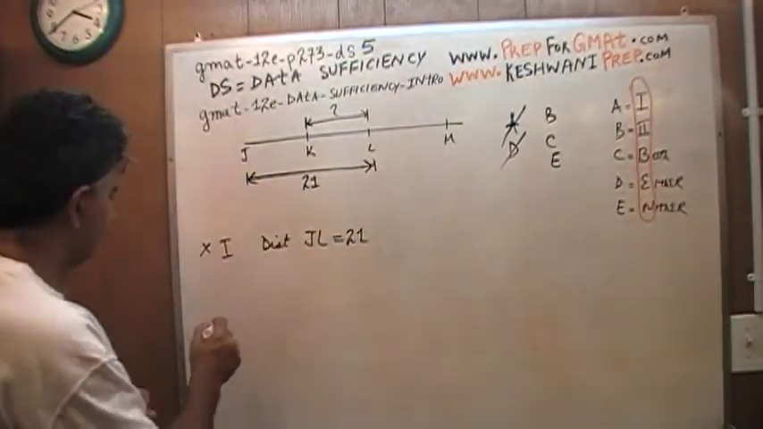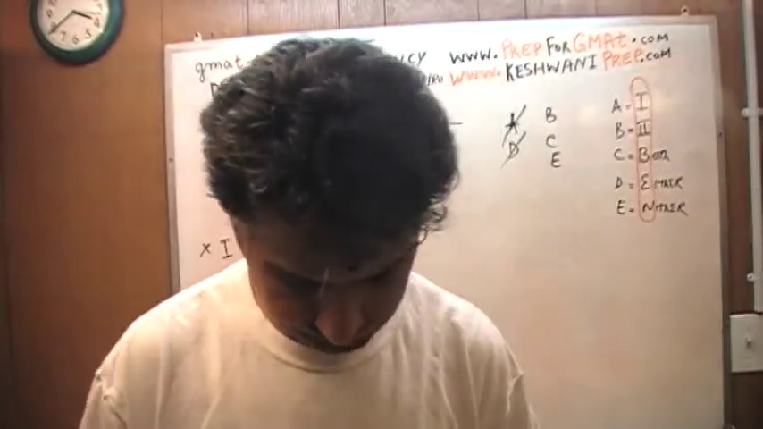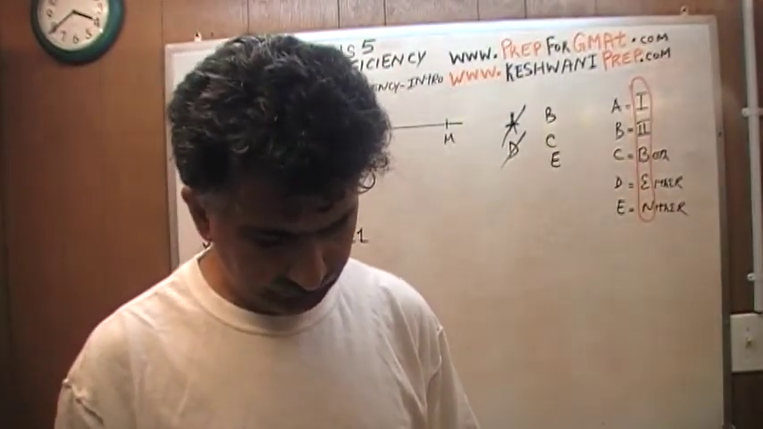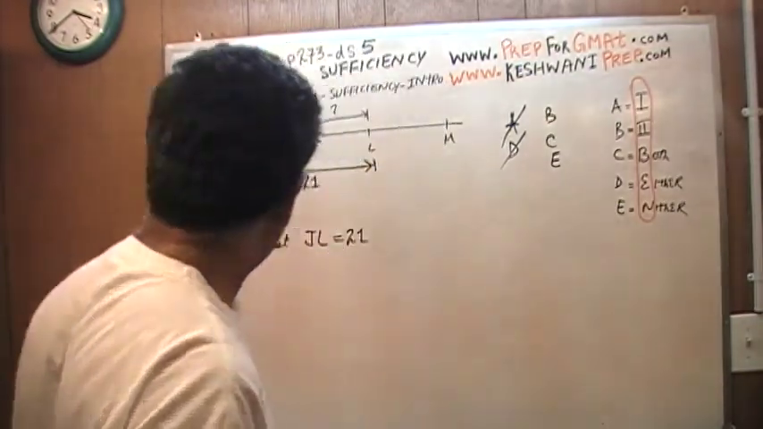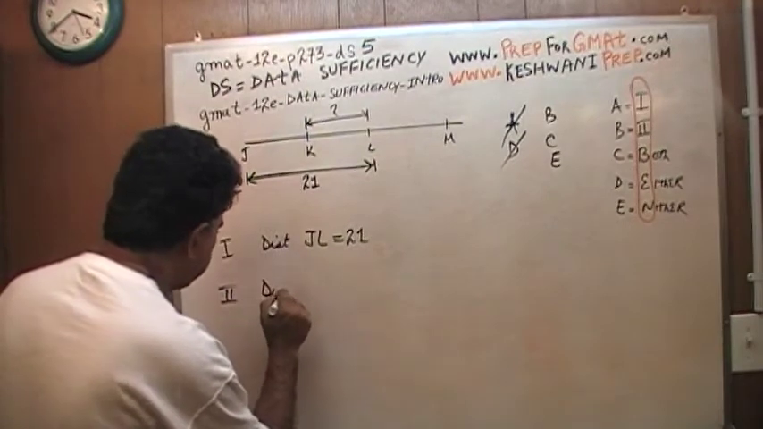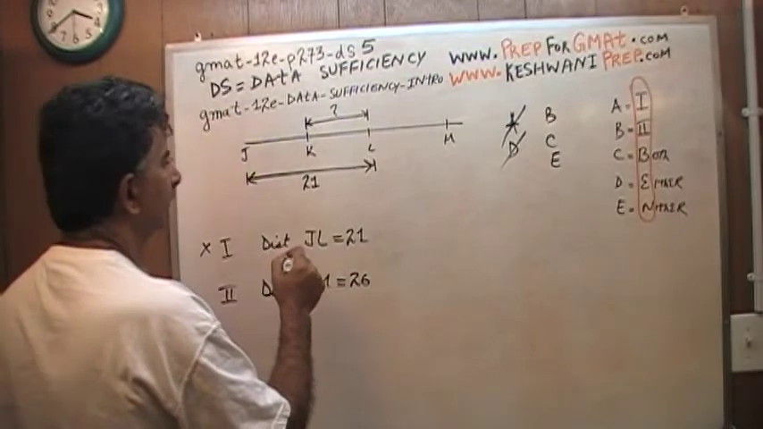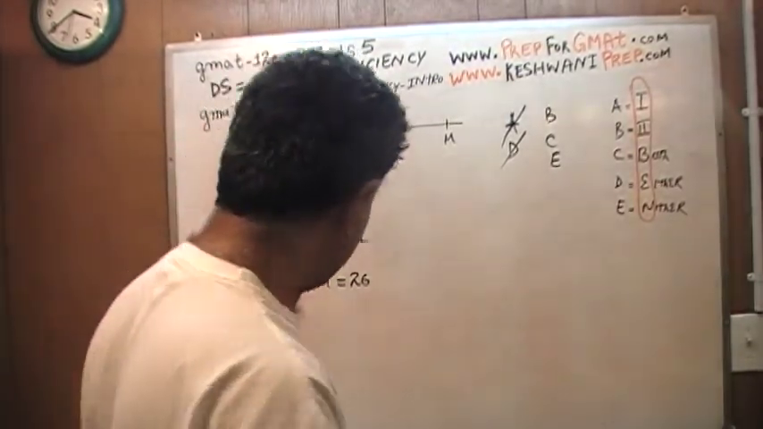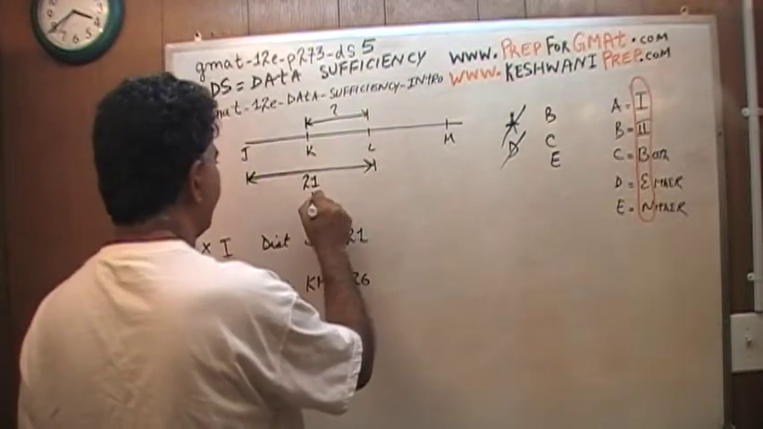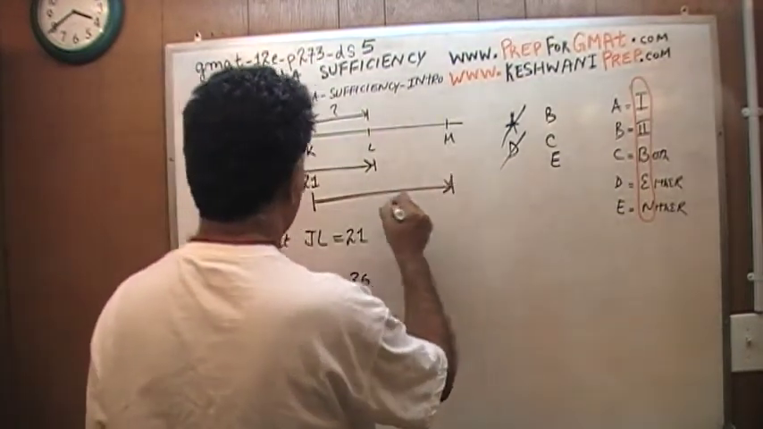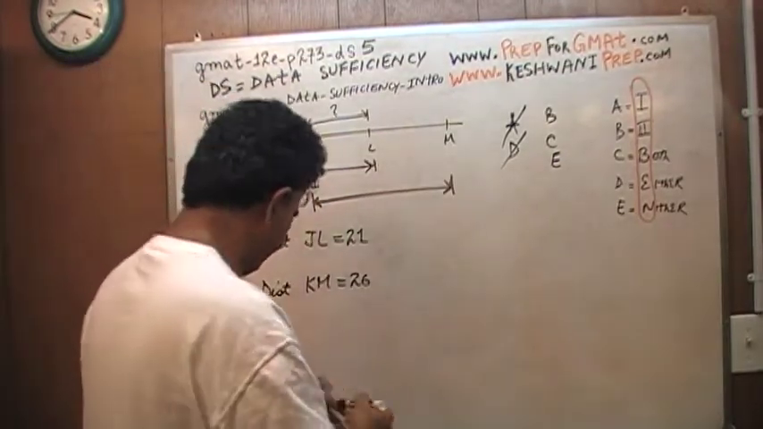Let's look at the second statement. The second statement tells me the distance from K to M is 26. Distance from K to M is 26. Let me put that in a different color. I'm not sure how different this color actually looks.